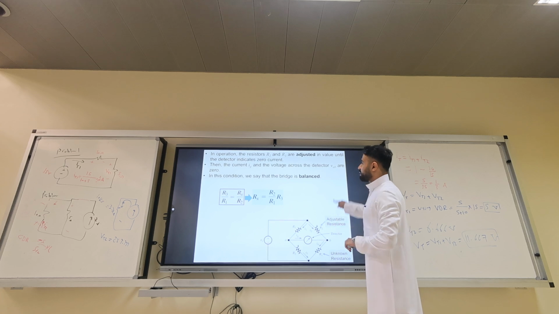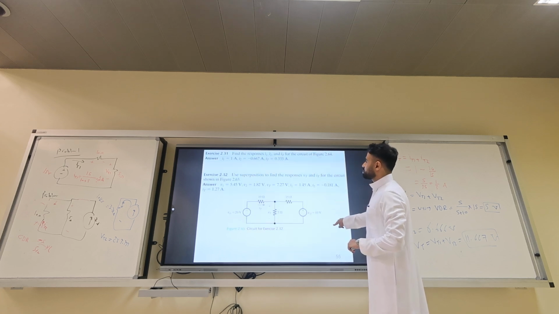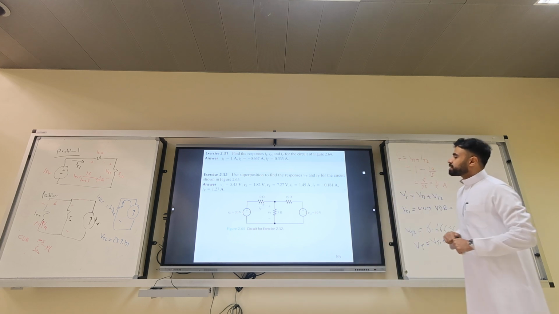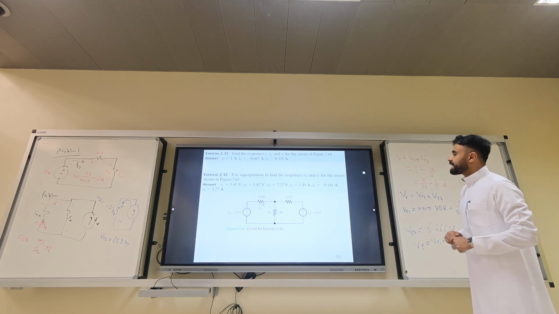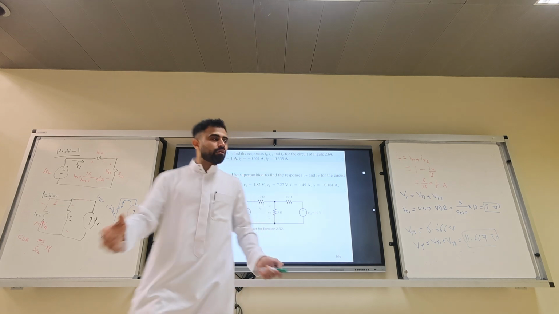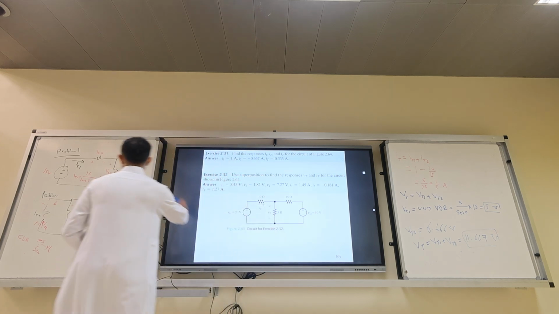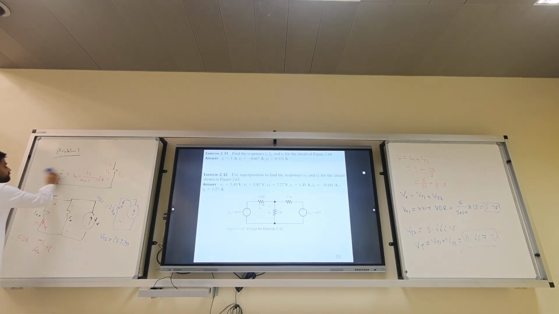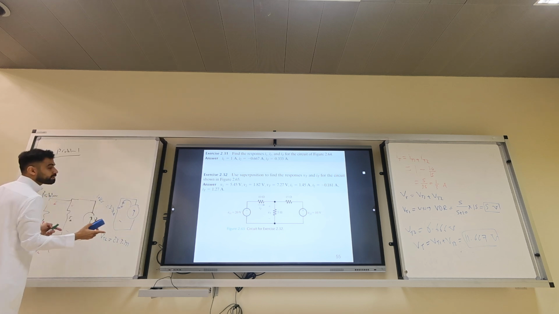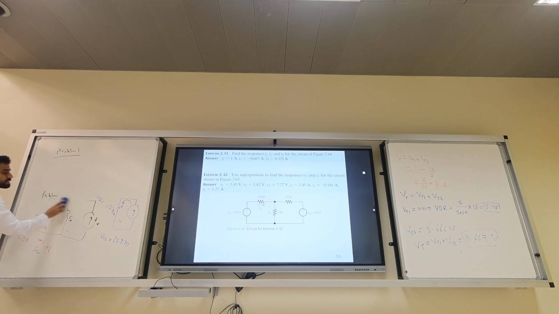We have 5 minutes. Let's go back to this problem. Use the superposition principle to find VT and IT for the circuit shown in figure 2.65. To solve this question, write problem 1 and problem 2. Why 2 problems? Because we have two voltage sources this time.